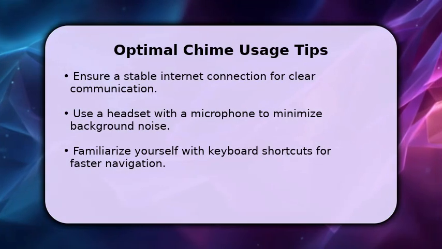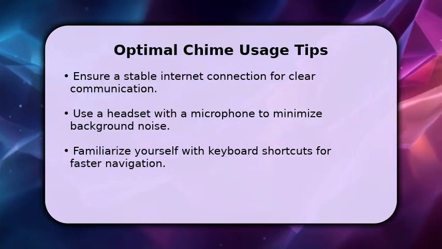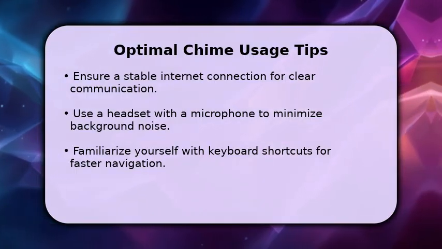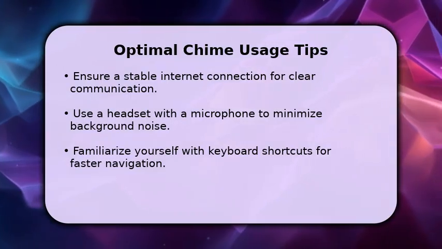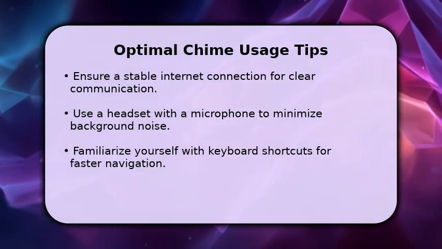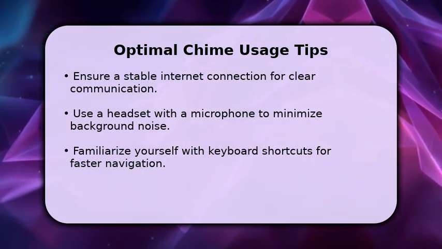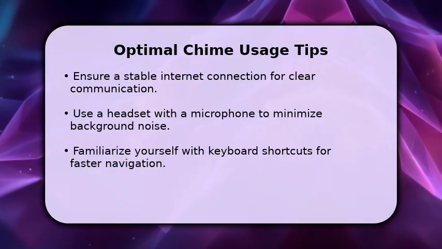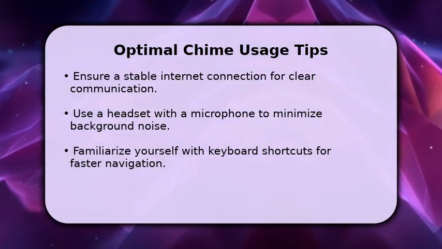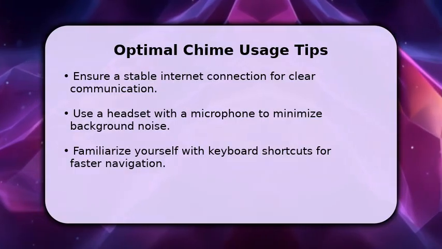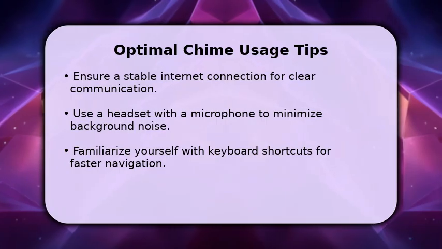To get the most out of Amazon Chime, consider these tips. Always ensure you have a stable internet connection for the best audio and video quality. Using a headset with a microphone significantly reduces background noise, improving clarity for everyone. Familiarize yourself with keyboard shortcuts to navigate the application more efficiently. Finally, regularly update your Chime application to access the latest features and performance enhancements.